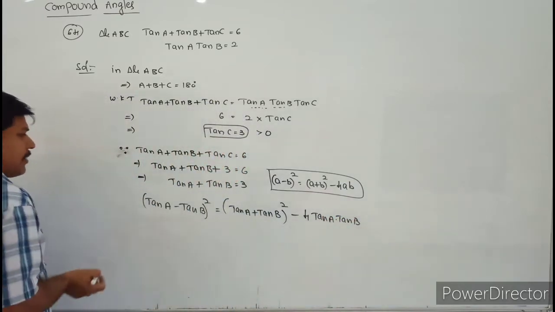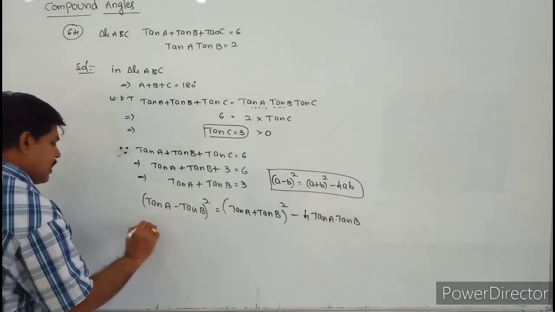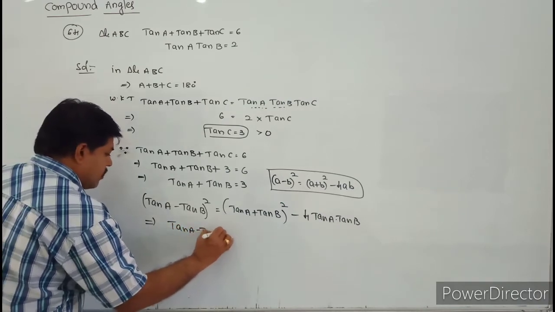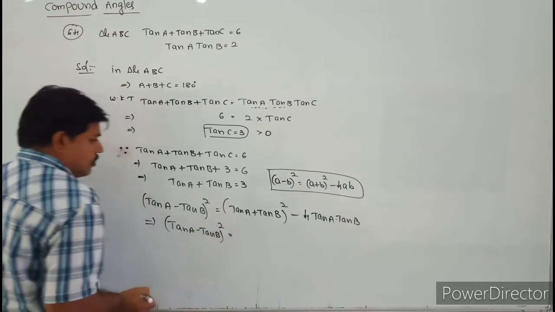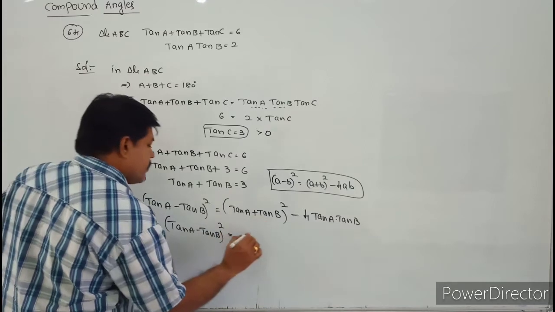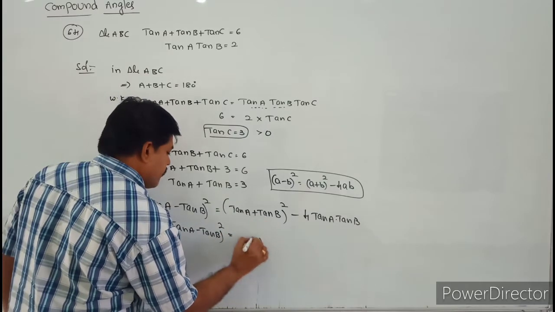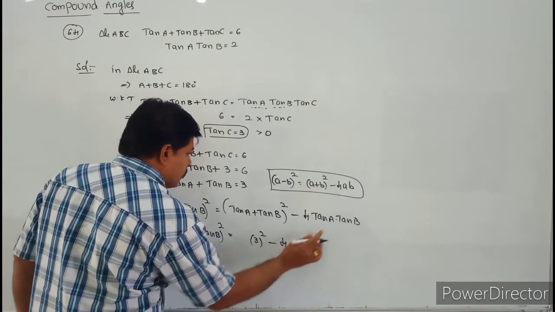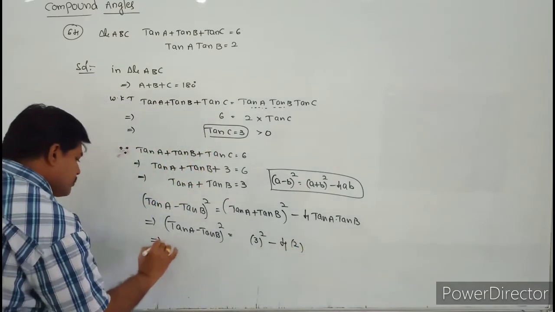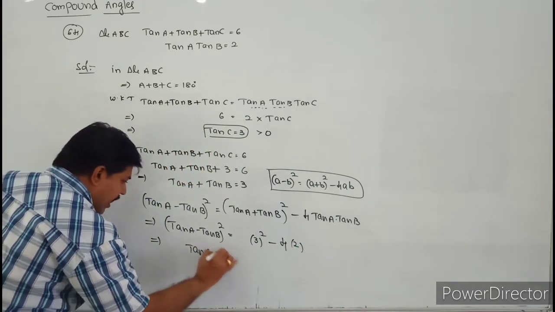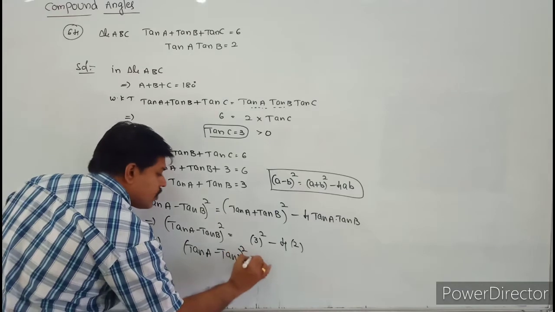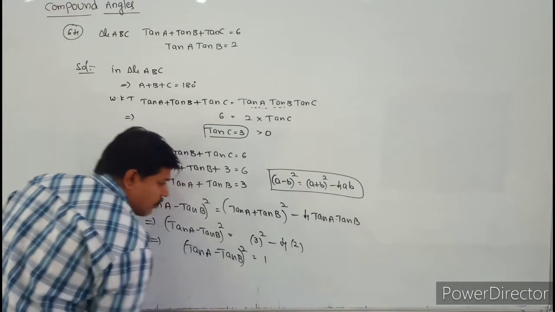So why am I taking that? So that implies tan A minus tan B whole square is equal to tan A plus tan B value, we already know that value is 3, so we can replace the value here. So that is 3 square minus 4 into tan A into tan B. Tan A into tan B is 2. So what happens, students? Tan A minus tan B whole square is equal to 9 minus 8. So that is equal to 1.